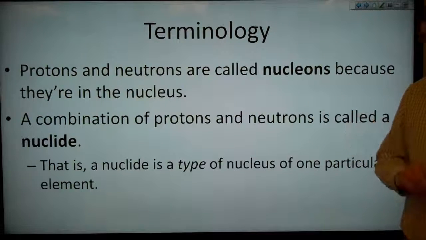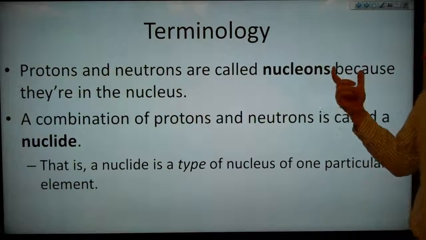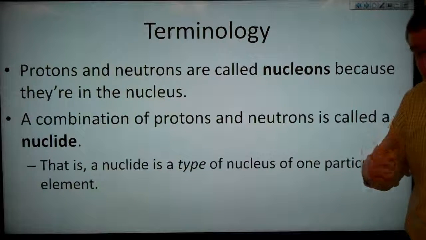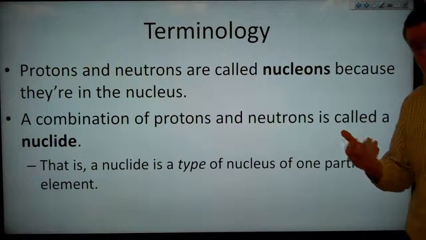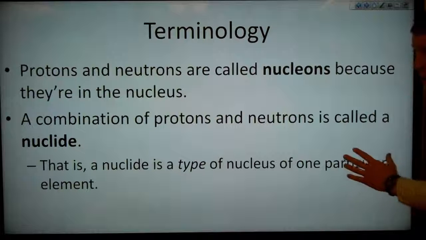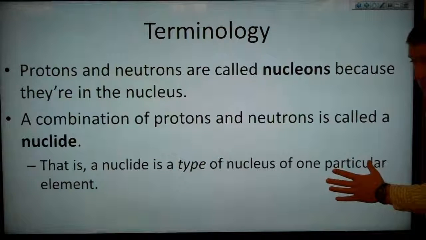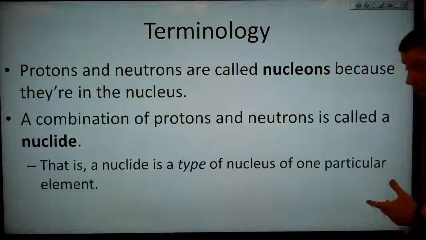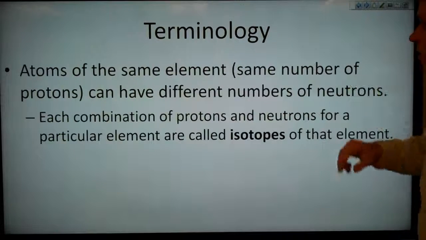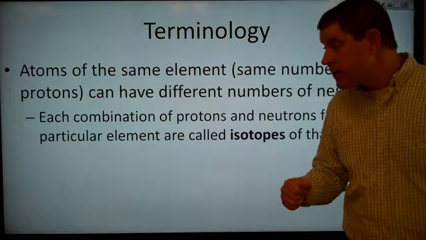So let's look at some more terminology. Protons and neutrons are called nucleons because they're in the nucleus. So electrons are not nucleons because they don't reside in the nucleus. A combination of protons and neutrons is called a nuclide. That is, a nuclide is a type of nucleus of one particular element. So, some combination of protons and neutrons.